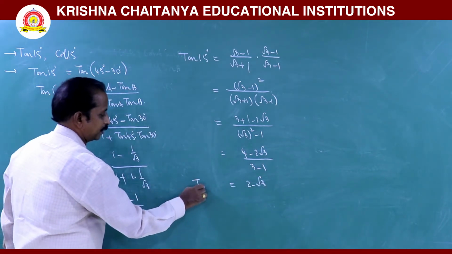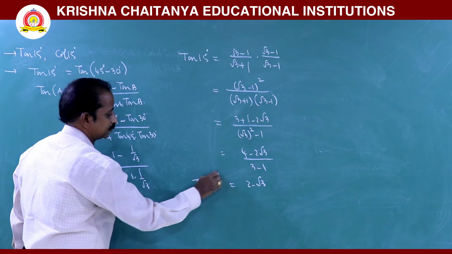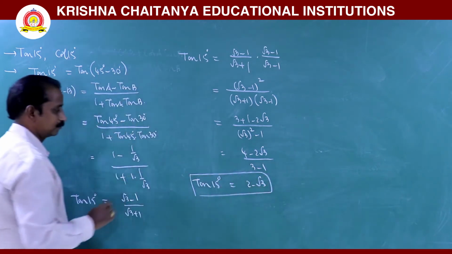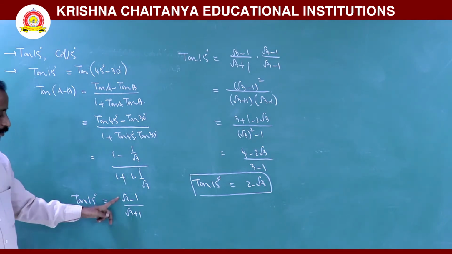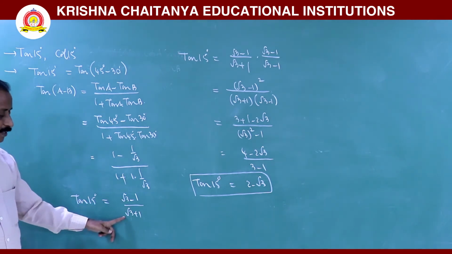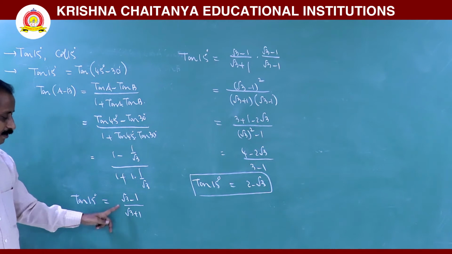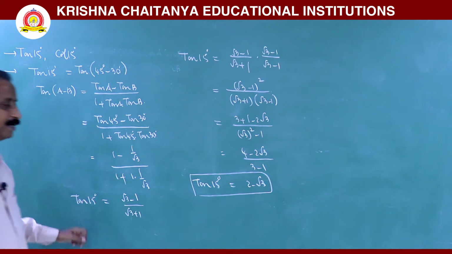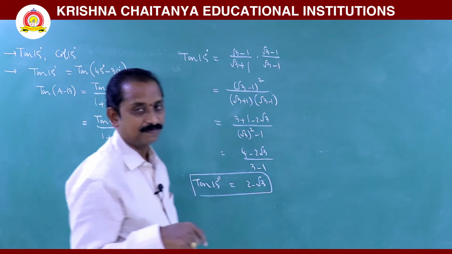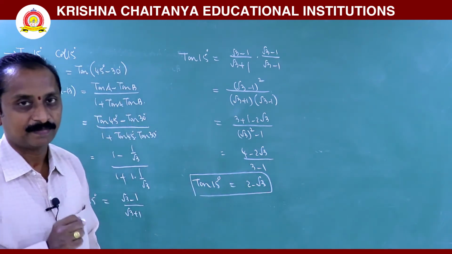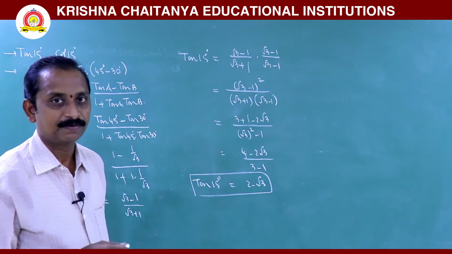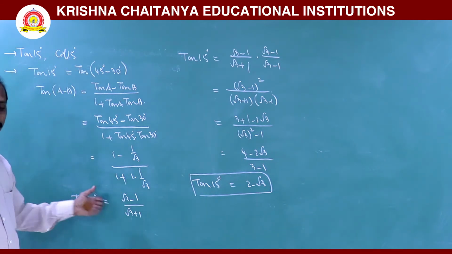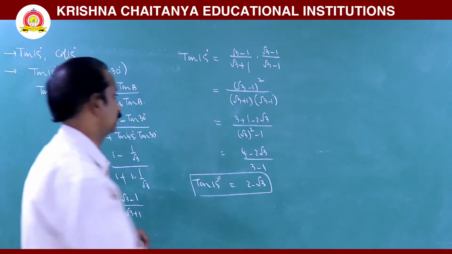So tan 15 in simple form is nothing but 2 minus root 3, otherwise root 3 minus 1 by root 3 plus 1. This can be calculated another way. Tan 15 can be written as sin 15 by cos 15, root 3 minus 1 by 2 root 2 divided by root 3 plus 1 by 2 root 2. The 2 root 2 gets cancelled, and we get the same root 3 minus 1 by root 3 plus 1.